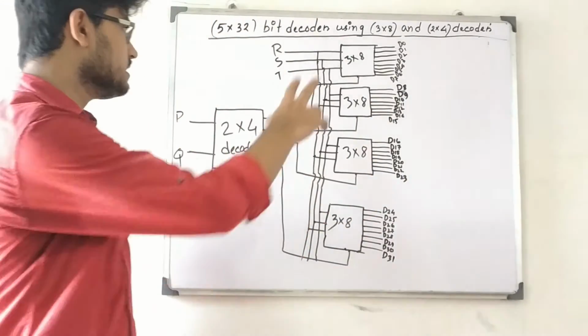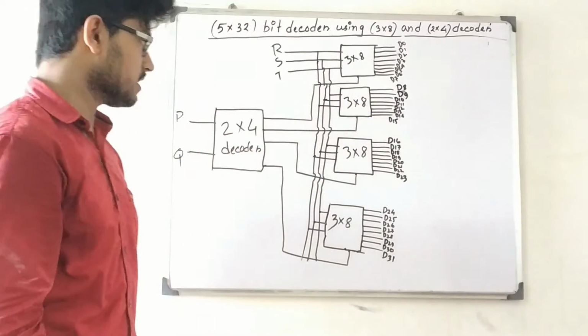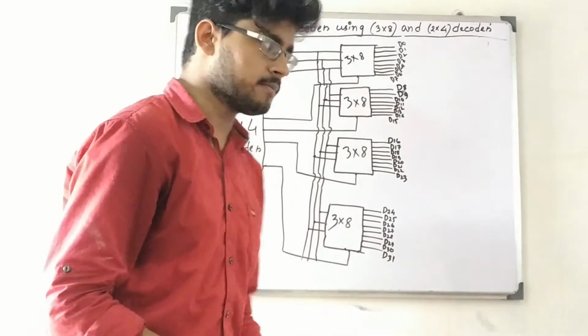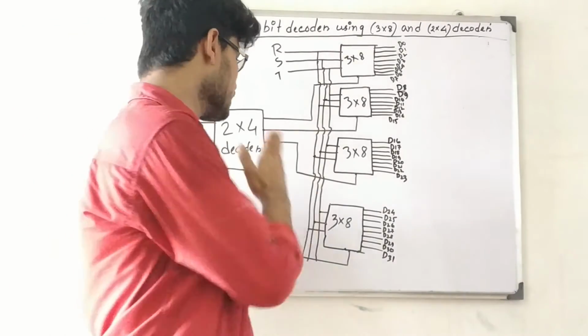You see that these are the 3x8 decoders, and this is the 2x4 decoder. And you know that in a 2x4 decoder, if we give 2 coded inputs, then we get 4 outputs.